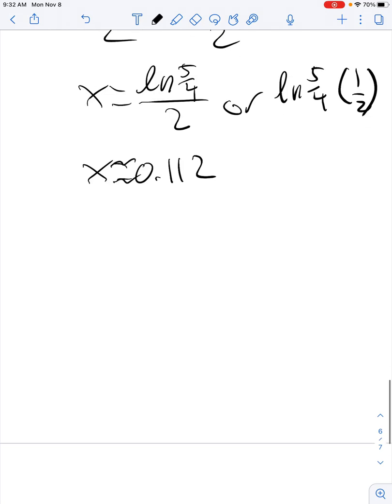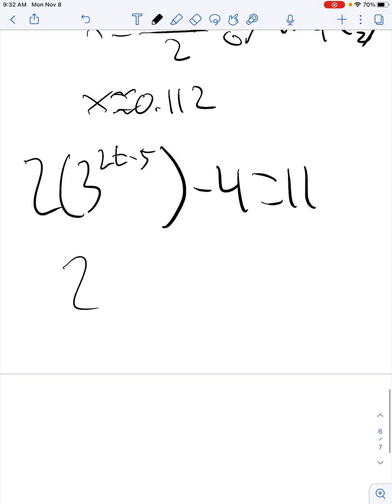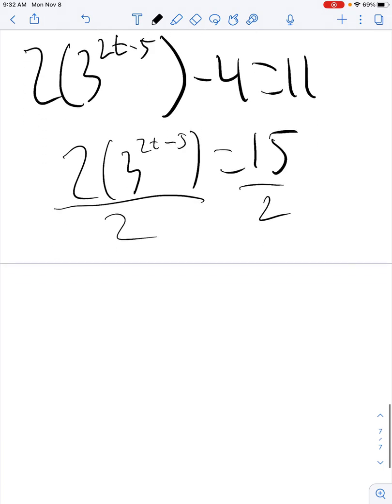So here are 2 more examples for this video. Solve 3 to the (2t minus 5), all in your exponent, minus 4 equals 11. Again, just for starters, let's get rid of that negative 4. So 3 to the (2t minus 5) equals 15. And then divide by 2, divide by 2. So I'm going to get 3 to the (2t minus 5) equals 15 over 2.